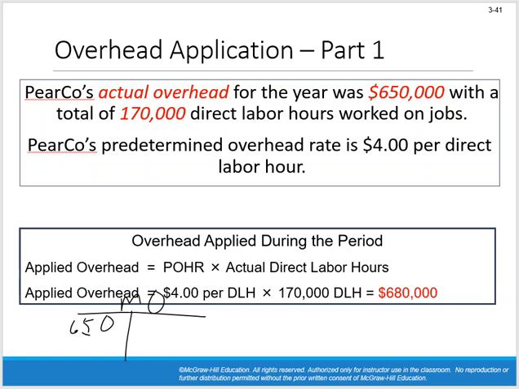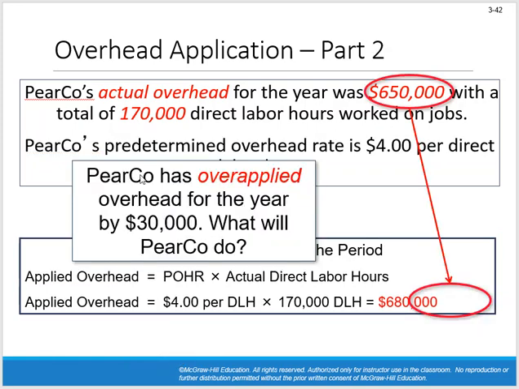I'm lopping off the zeros because it's too much to write. So clearly we're left with a credit balance. So that'll be 30,000 over applied. So we're comparing the 650,000 to the 680,000 that we actually applied. We're over applied by 30,000. So what are we going to do with that? That's what we need to figure out next. Before we do that, try this quick check.